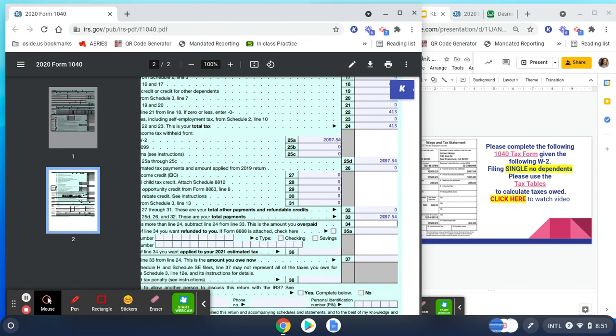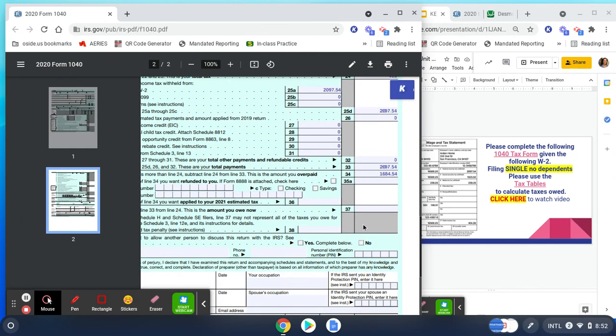So $2,097.54 minus $413 is $1,684.54. And that is the end of our tax return. There's no amount that we owe now because we are getting a refund.